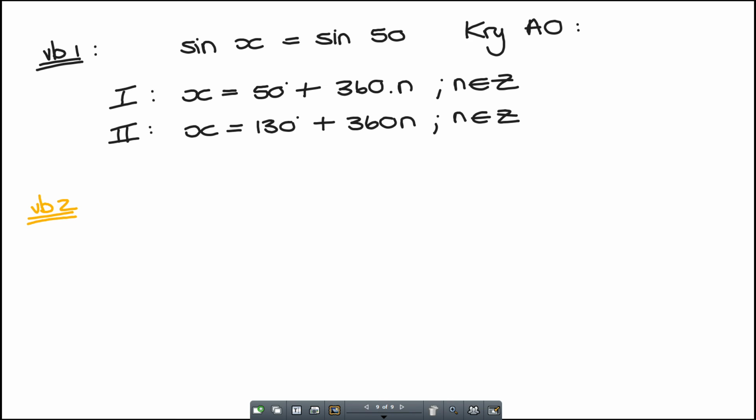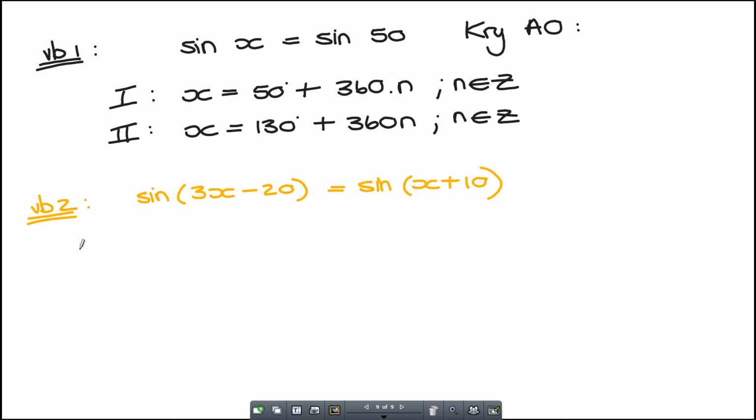Okay, let's look at the second one. Selfde principe, same principle that we're going to use. Can you see both sides are sine? The right-hand side, is that positive or negative? Positief. En as ek praat van positief of negatief, jy gaan kyk sommer hier voor aan hom. It's positive, so meaning we are going to work in quadrant 1 and 2.